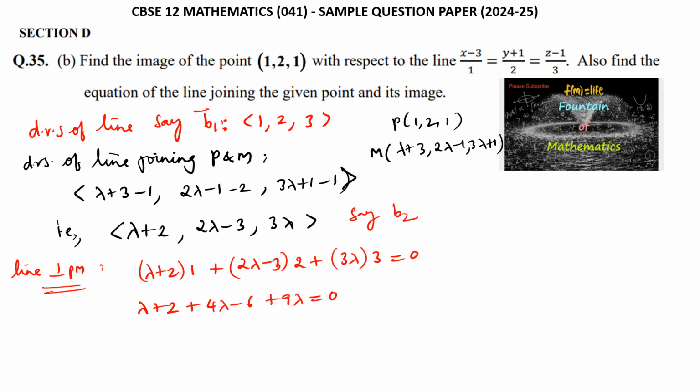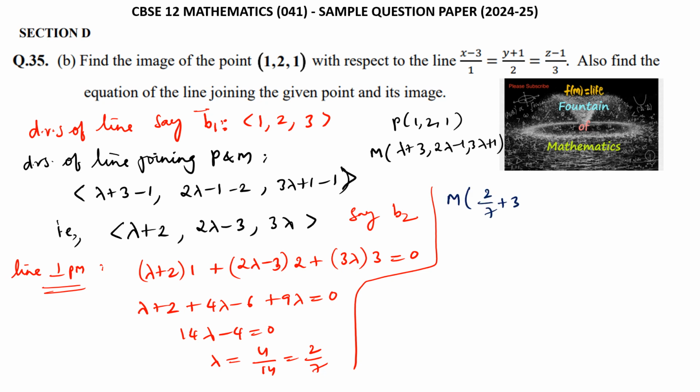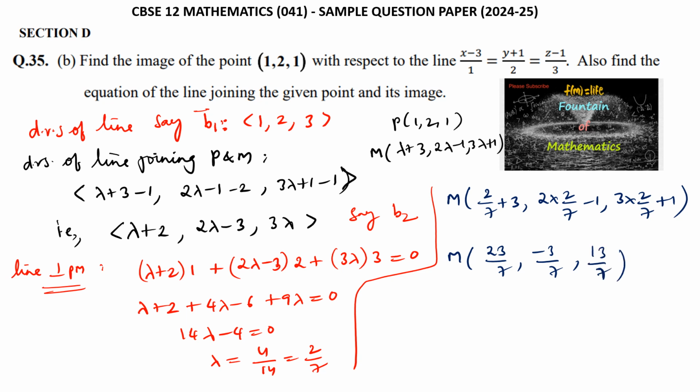So 1 lambda plus 4 lambda is 5 lambda, plus 9 is 14 lambda. 2 minus 6 is minus 4, equal to 0. So lambda is equal to 4 upon 14, that is 2 upon 7. So we got the lambda value 2 by 7. So the point M can be taken as (2/7 + 3, 2 into 2/7 minus 1, 3 into 2/7 plus 1). That is 7 3s are 21 plus 2, 23 divided by 7, comma 4 minus 7 is minus 3 upon 7, comma 7 plus 6, 13 divided by 7. So 23 by 7, minus 3 by 7 and 13 by 7 is the point M.